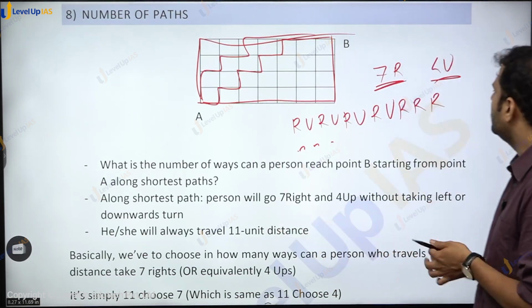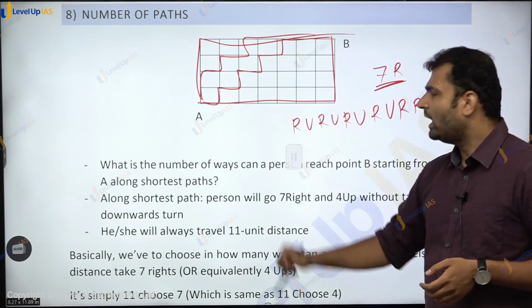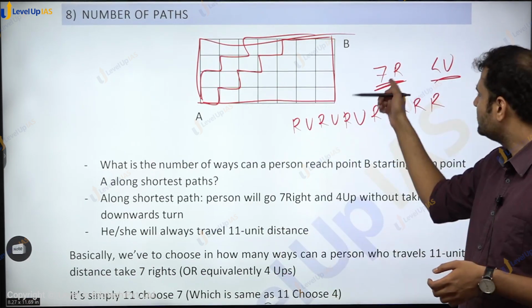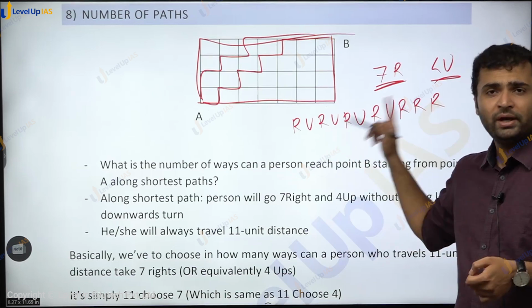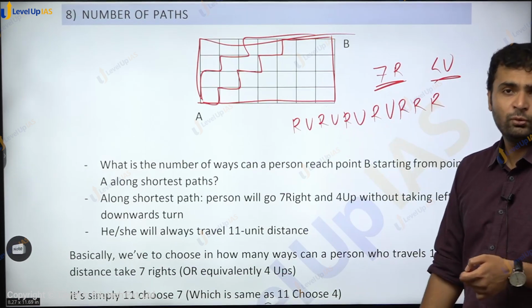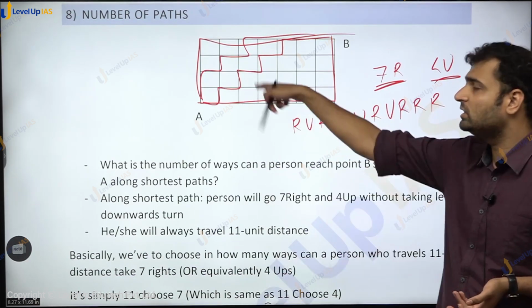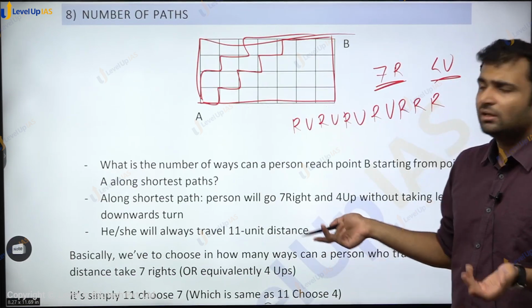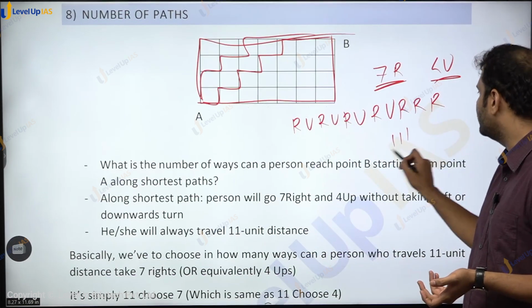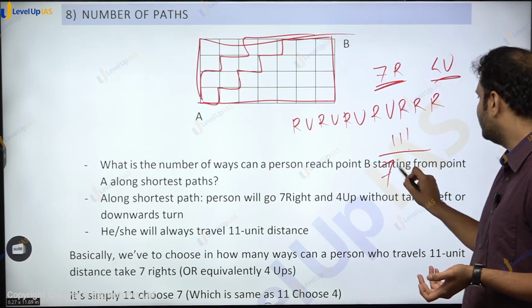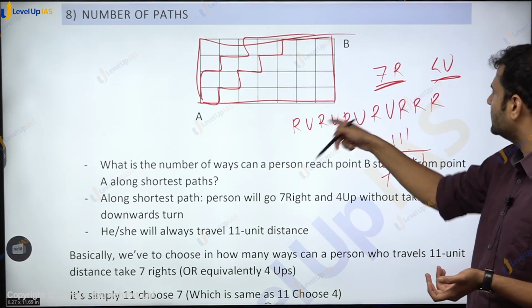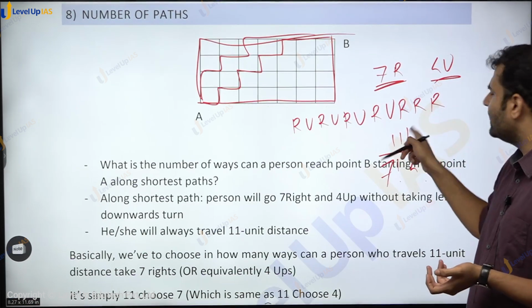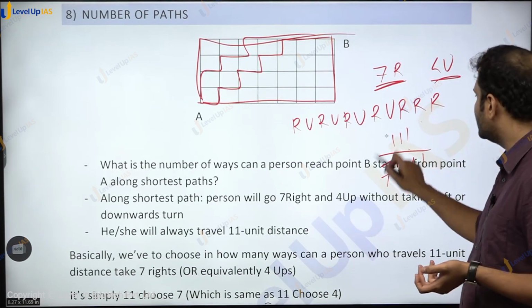So is it not the same as an anagram? R is there 7 times, U is there 4 times, and we have to make an anagram of this. The question is how many anagrams are possible, how many paths are possible? It will simply be 11 factorial divided by 7 factorial into 4 factorial. R comes 7 times, U comes 4 times, and in total there are 11. This will be the answer.